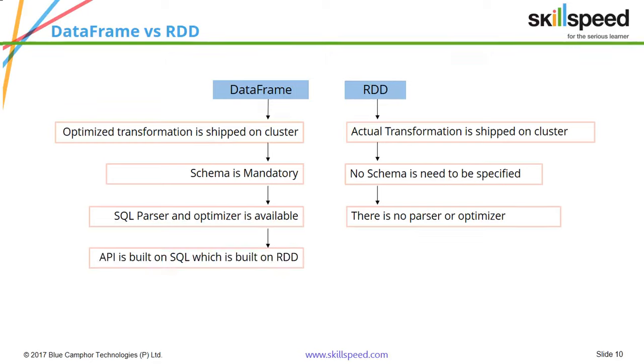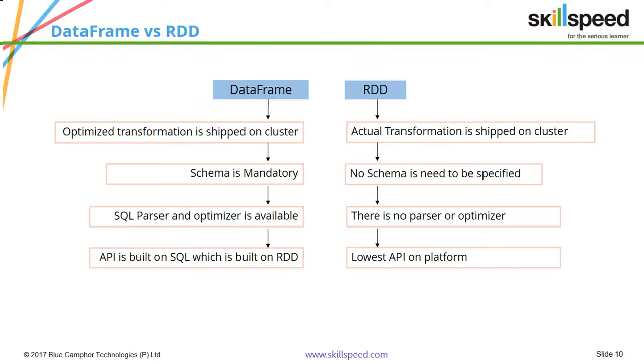And data frame API is built on SQL, which is again built on RDD. And RDDs are the lowest API on the platform. So this is a very important point. The lowest level of API is actually an RDD, meaning the Spark core actually understands only the RDD API. And when you are creating a data frame, that is another API built on SQL, which is again built on RDD.